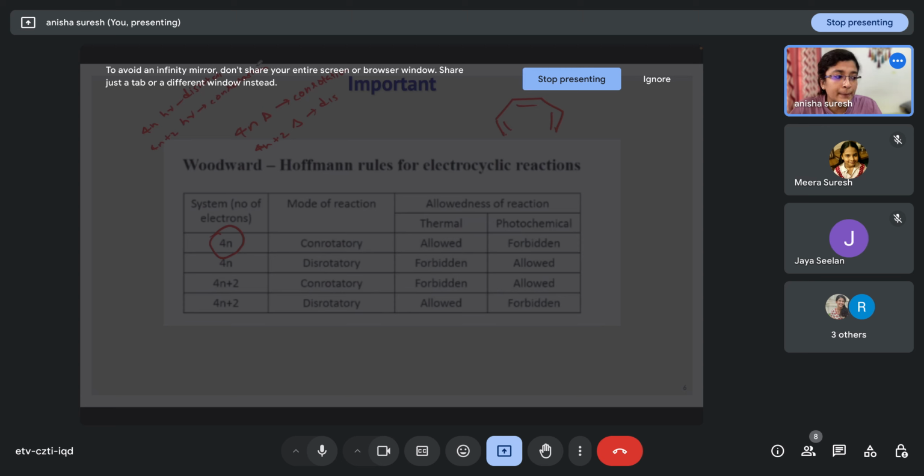Is the concept clear? Hello. Okay, if there are no doubts and it is clear, we can move to first question.